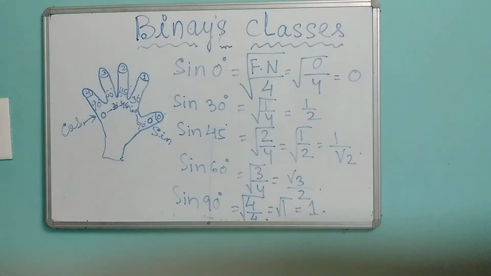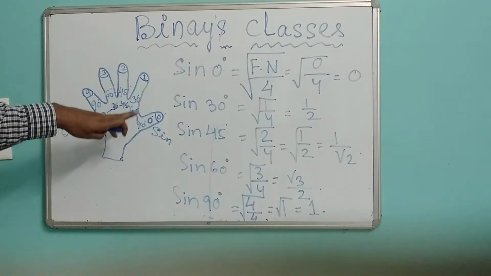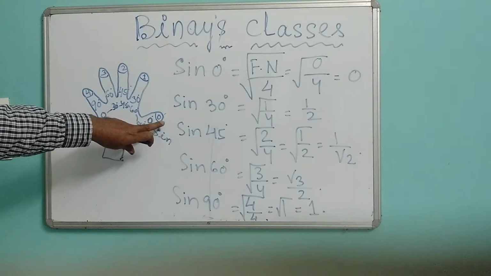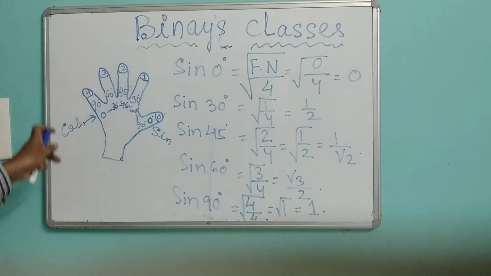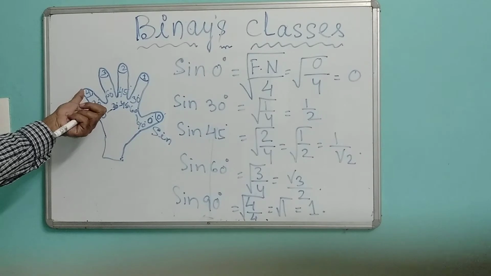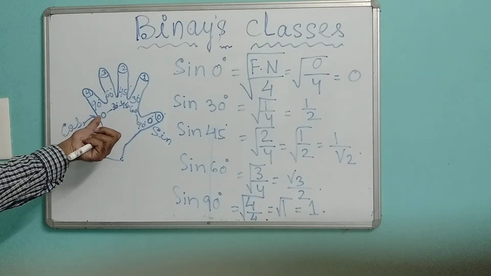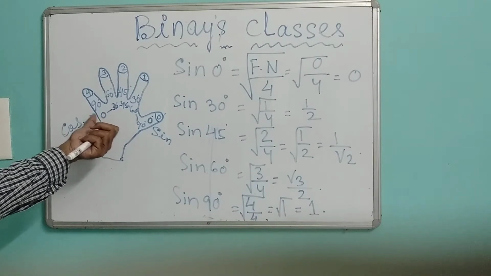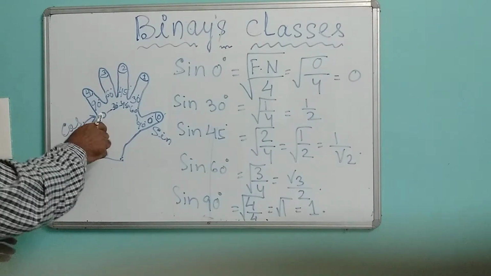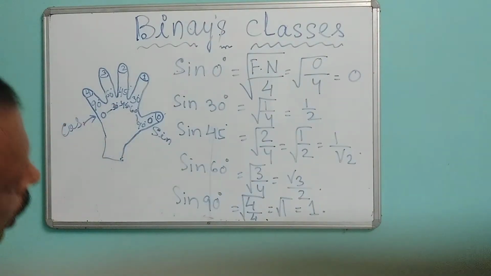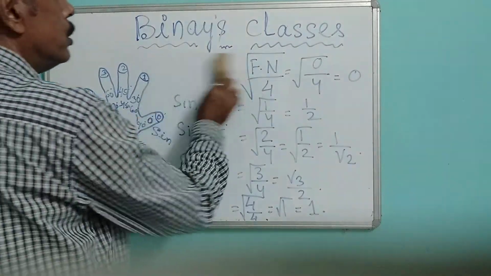So it's very easy to calculate if you follow this fingertips method and number the fingertips like this way. For sine: 0, 1, 2, 3, 4. And for cos, the finger number will never get changed, but the angle will change. The angle will start from here, from the small finger, that is 0, 30, 45, 60 and 90. Now let us calculate cos.